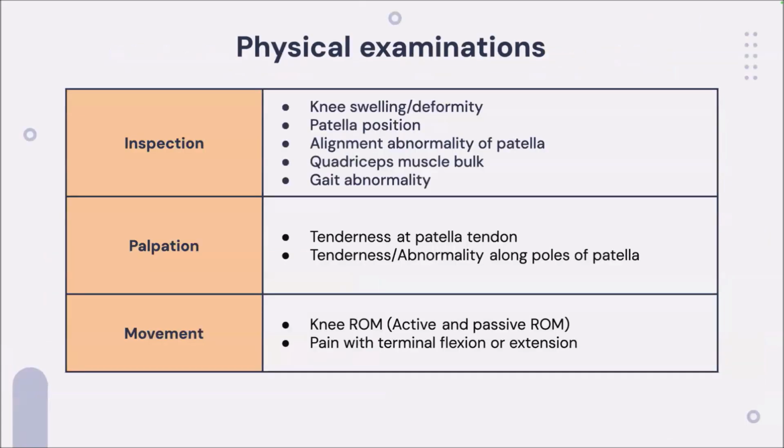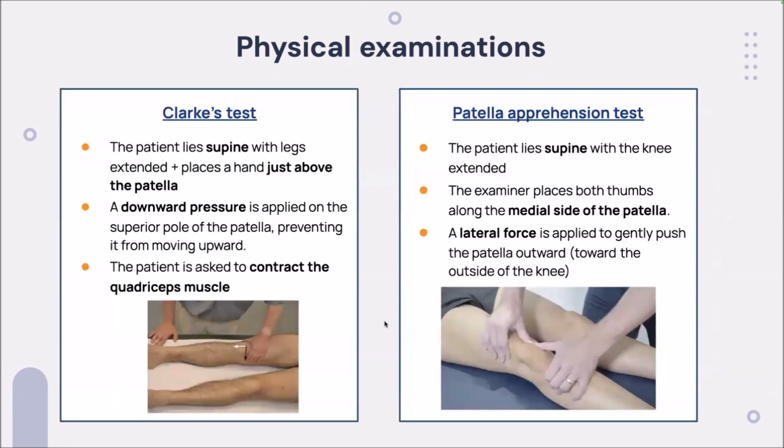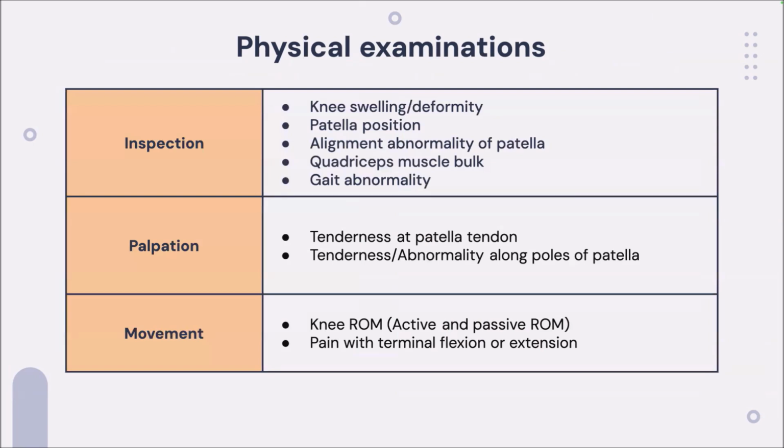Next is the physical examination. For the inspection, you can inspect if there is knee swelling, deformities, patella position, alignment of the patella, quadriceps muscle bulk, or gait abnormalities. For the palpation, you can palpate the tenderness at the patellar tendon, tenderness and abnormalities along the poles of the patella. And for movement, you can assess the knee range of movement, and also pain with terminal flexion or extension. So how can you know if this is a patella or an ACL injury?